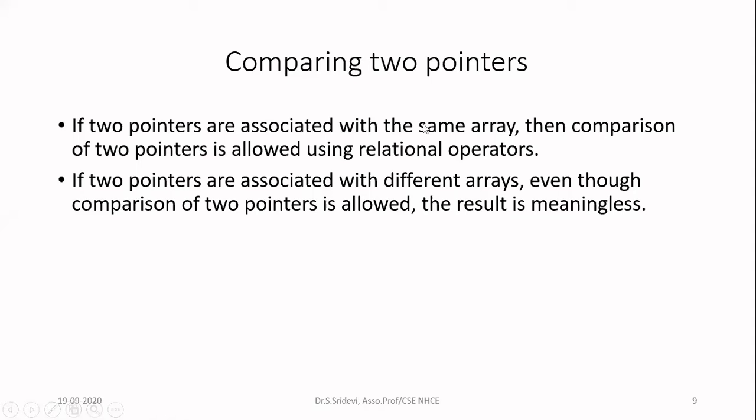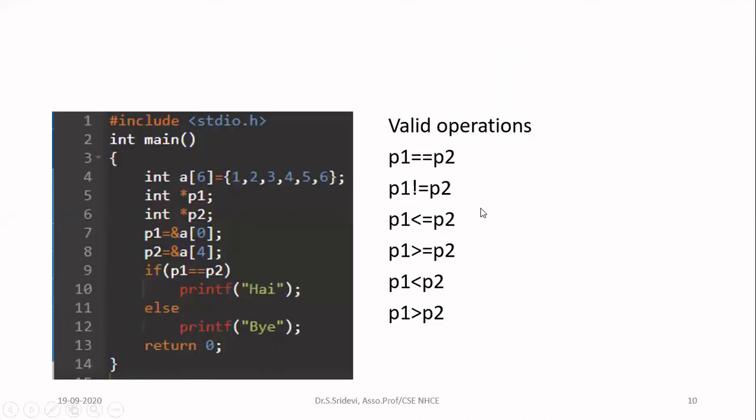If the two pointers are associated with the same array, it is allowed. If they are associated with different arrays, you can compare and you will get some answer, but the answer is meaningless. So don't go for subtraction and comparison if the pointers are not pointing to the same array. If they are pointing to the same array, you will get a meaningful result, otherwise not.